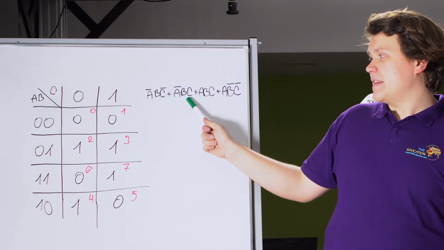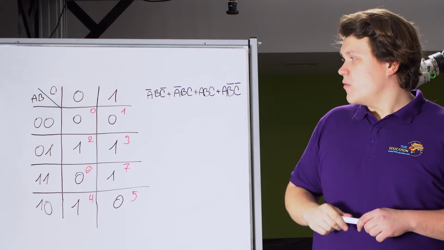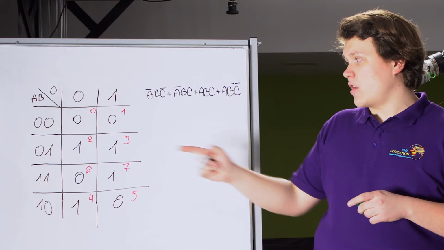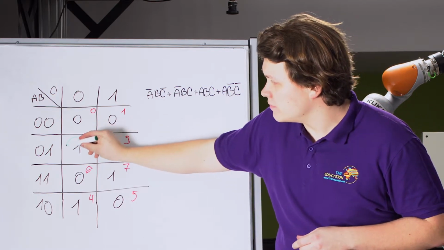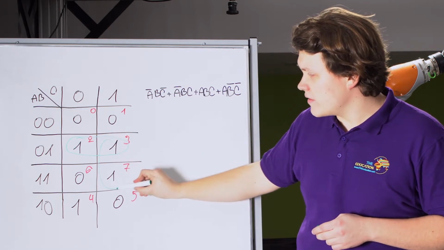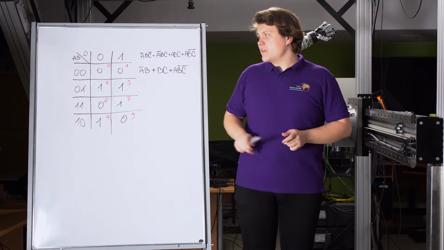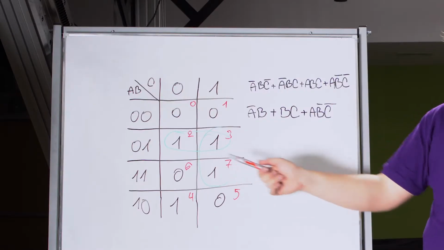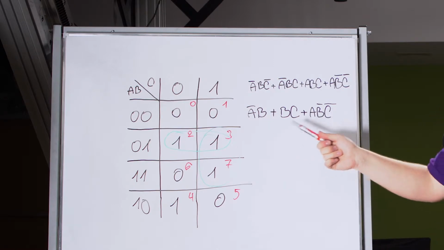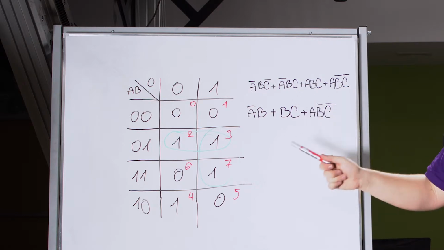Negative A, B and C is that position. But we can also group those ones into bigger groups than only one. So for example, this is a group of 2, and this is also a group of 2. Now, after grouping all those ones, we can write another mathematical equation representing our logical state. And it is much shorter and easier than the previous one.